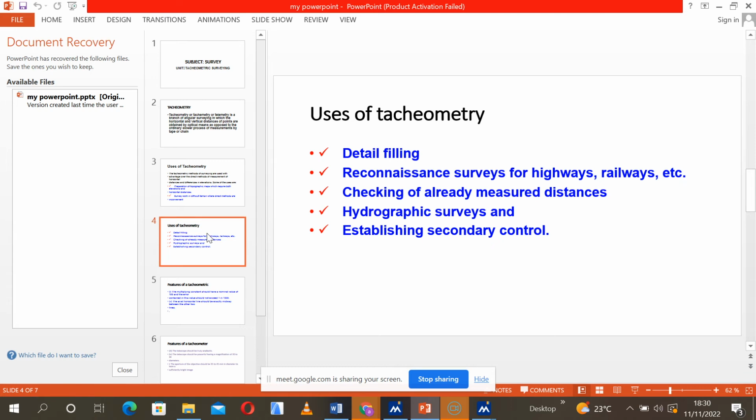The multiplying constant should have a nominal value of 100. Yes, the first feature is the multiplying constant should have a nominal value of 100, and the error contained in this value should not exceed 1 in 1000. You can read the next one.